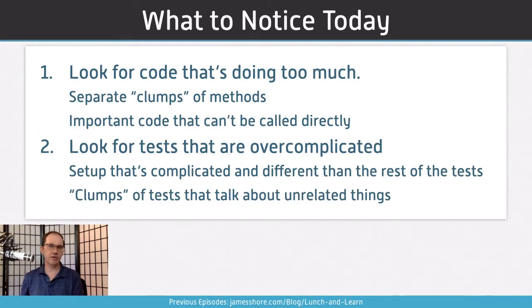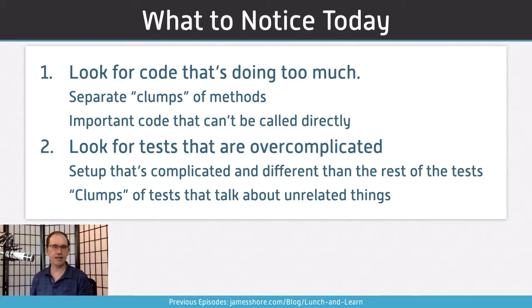What we're going to be specifically doing today, as we're working, I want you to look for code that's doing too much. This is a really common problem. We're not going to build any design in from the beginning, so we're going to get to the point where our code's doing too much. Look for cases where we've got lots of methods that are doing stuff that are related, but not related to the rest of the code. Or important code that can't be called directly. When we see that, that's a sign that that code should probably be extracted out into its own module or class. Similarly, look for tests that are overcomplicated. If they've got setup that's complicated and talks about stuff that's different than what the rest of the tests are talking about, or if we have clumps of tests that are related to each other but not the rest of the tests, again, that's a sign that we've got multiple responsibilities in our code and we need to factor it out and extract it out. So that's what we're going to do.